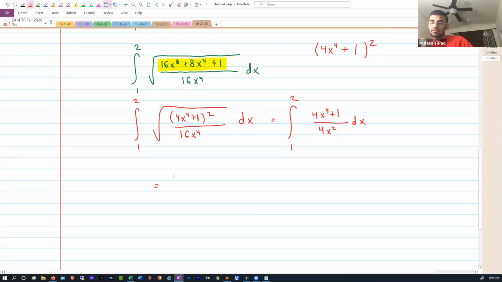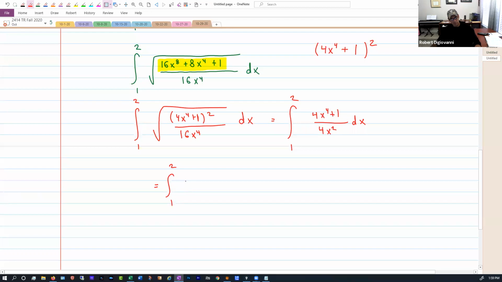We're almost there. Split this into 2. So there I just did 4x to the 4th over 4x squared. That's just x squared. And then 1 over this, which is just that. And now we can find the antiderivative, power rule, right?